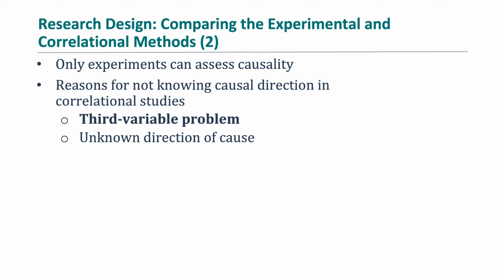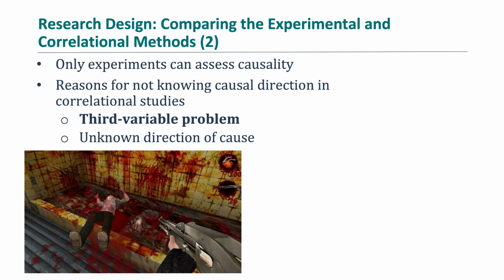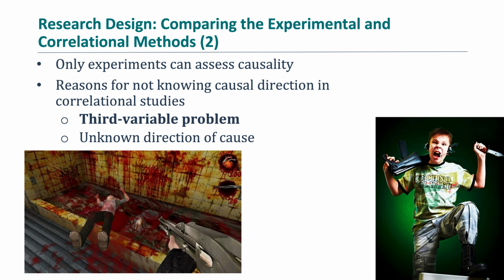Another problem is that we don't know the direction of the cause. So we can measure how much video game violence there is with how violent a kid is going to be. And so we might ask the question, well, which direction is the cause? So is it that violent video games cause kids to be more violent? Maybe. But maybe it's the opposite. Maybe it's that violent kids are more drawn to violent video games. So that's an unknown direction.